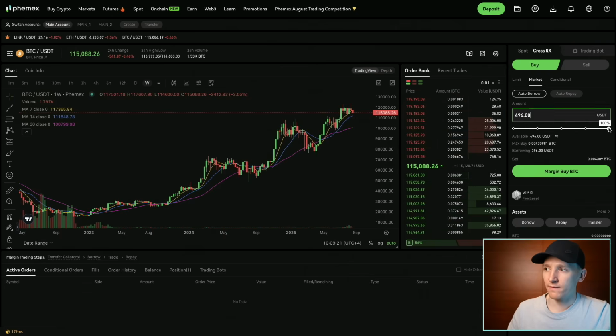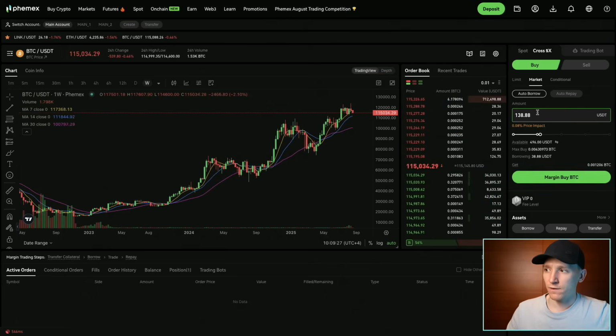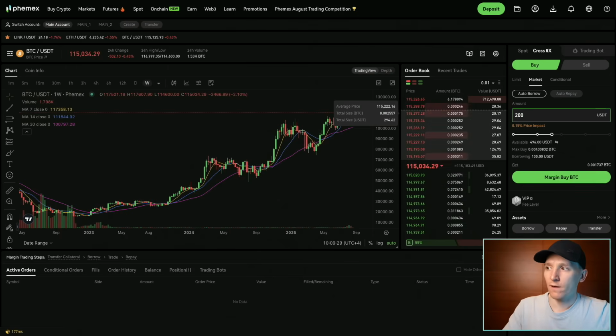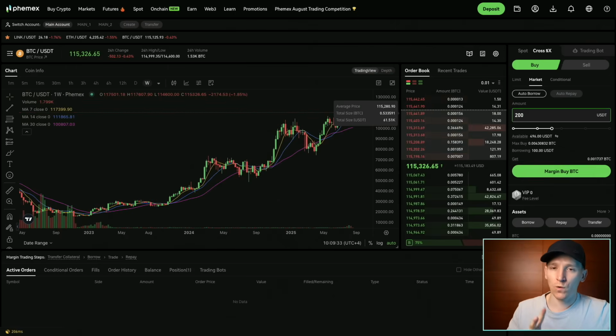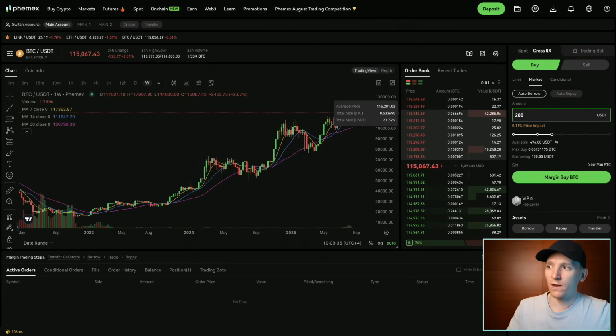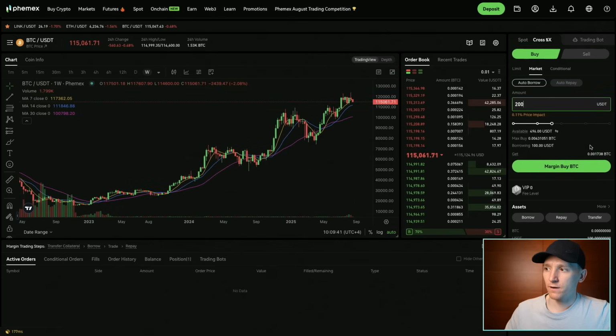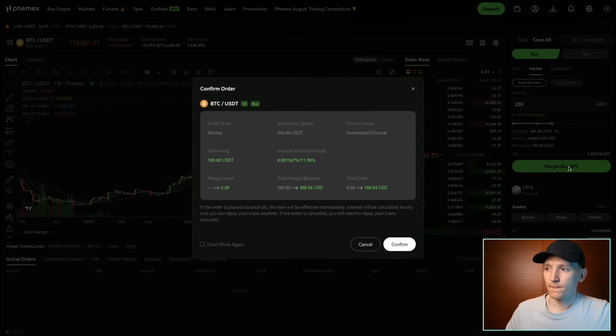The max leverage that I can use is around 5x. So if I put this right up, I can borrow around about $500, right? So that's 5x is the max leverage. But of course, you don't have to use that. So if I'm opening a trade size of 200 and I've got $100 cash, the effective leverage that I'm using is 2x my cash. $100 to fund a $200 position, 2x leverage. So I'm borrowing $100. So let's go ahead and do this. So margin buy. You can see this, I'm borrowing $100.